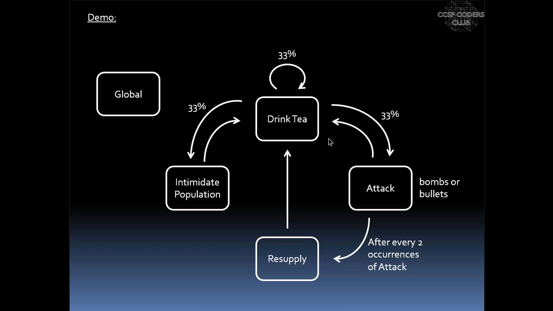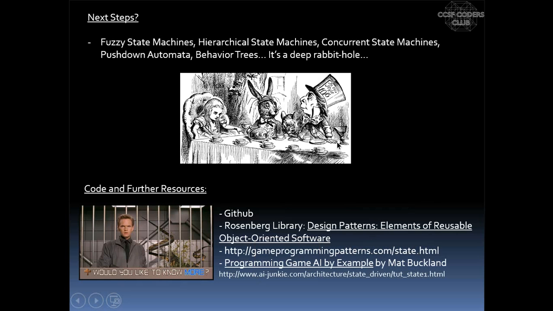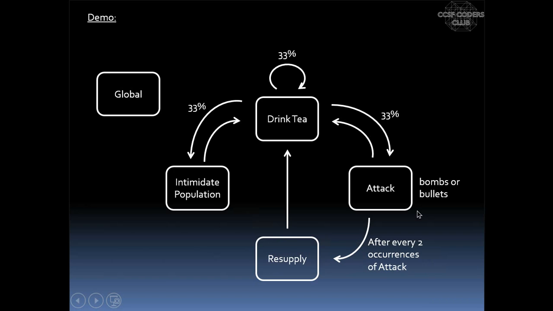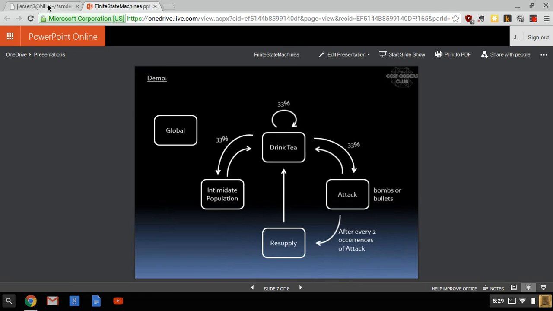However, the class has an integer that I use to store how much supplies the insurgent still has. And so after every 2 attacks, he runs out of supplies. And so instead of going back to drink tea, he goes to the resupply state, which will then increase that integer back up to full. And then he'll move on to drink tea. So let me show you that so that you can see kind of what I'm talking about.